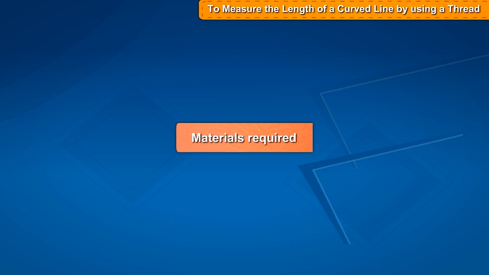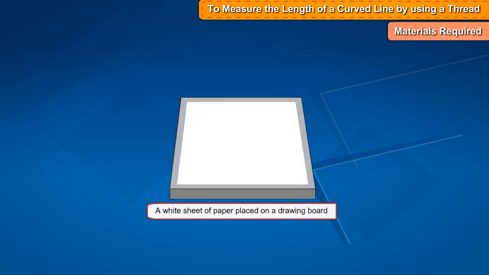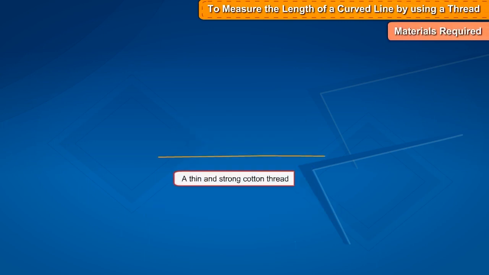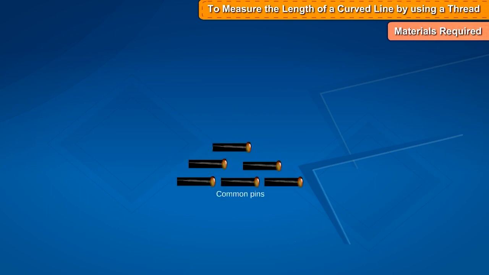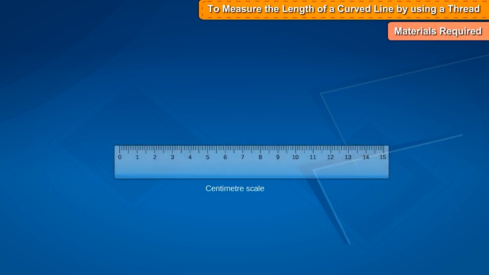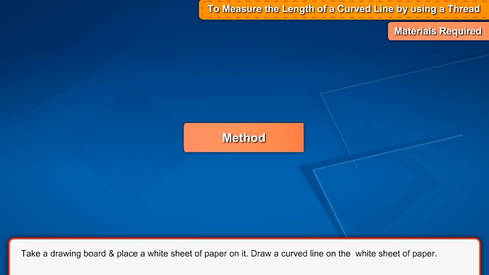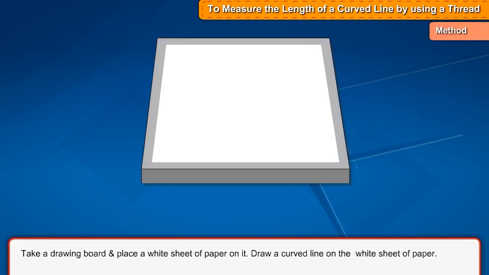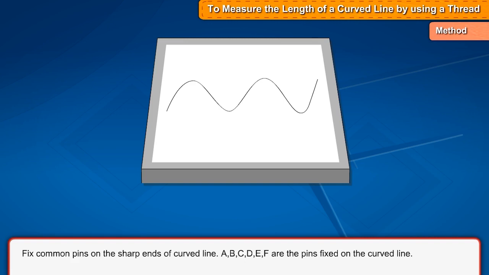Materials required: a white sheet of paper placed on a drawing board, a thin and strong cotton thread, common pins, centimeter scale. Method: take a drawing board and place a white sheet of paper on it. Draw a curved line on the white sheet of paper. Fix common pins on the sharp ends of the curved line. A, B, C, D, E, F are the pins fixed on the curved line.